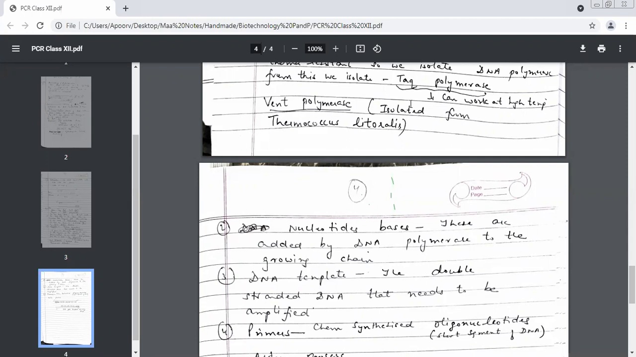Second process is annealing, because we add on what? Primers. Primers help in adding on more nucleotides, bases. The only thing that we need to keep in mind is whenever a primer is added to whichever end in the first strand, it should be added to the same end in the second.